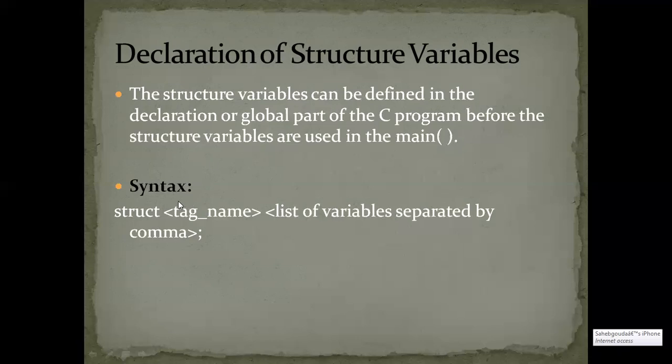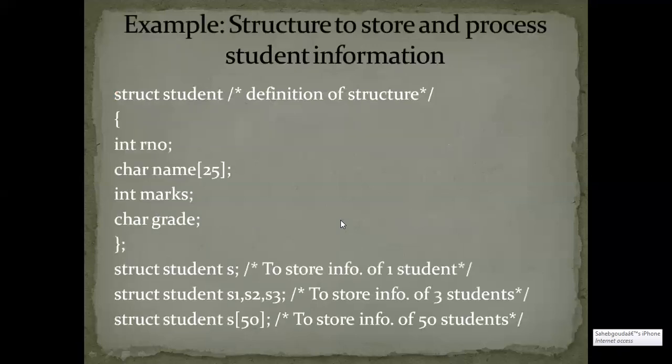The syntax for the declaration of the structure variable is: struct tag name, then a list of variables separated by comma. Where struct is a keyword and tag name is a valid identifier. The list of variables, we can call it the variable list, contains the list of variables. So this is the syntax for declaration of the structure variable.